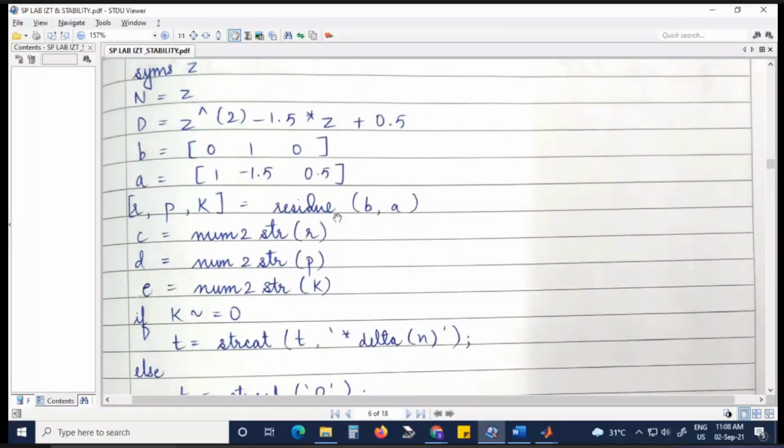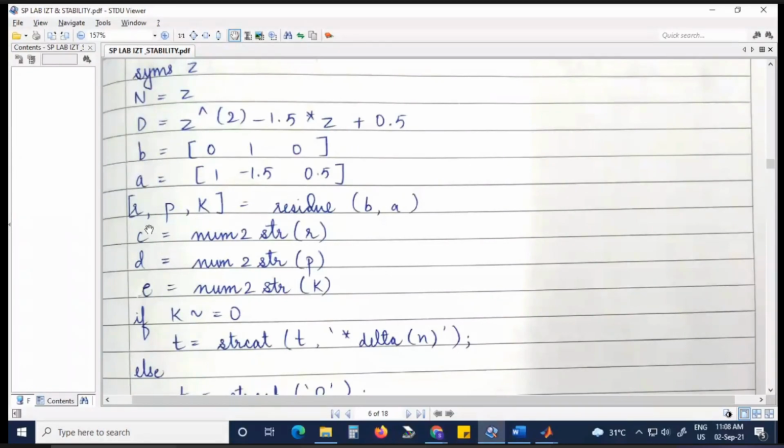Then there is a formula that is called residue. Residue means it divides two expressions, by the residue method. What do they divide? They divide B by A. B is the array of numerator, 0, 1, 0, and A is the array of denominator. So you divide B by A and the result is stored in one array of three variables, that is RPK.